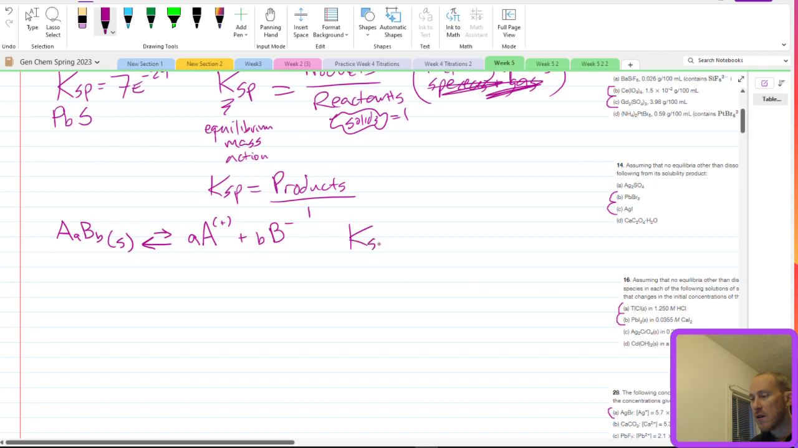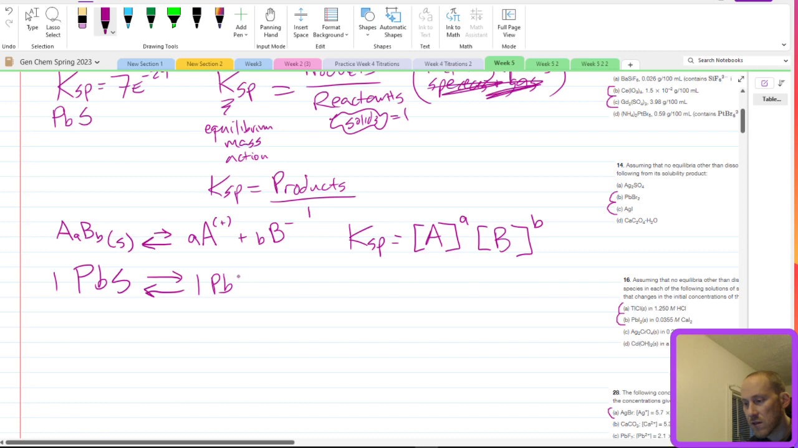So the KSP as a fundamental construct will equal the concentration of whatever that A is to that stoichiometric coefficient, right? And then whatever the concentration of that B is to the power of its stoichiometric coefficient. In the case of lead sulfide, the stoichiometric coefficient is 1 in both cases. The formal charge is 2 plus for our aqueous lead cation that dissolved out of our solid lead sulfide. And the stoichiometric coefficient of the sulfide part, the aqueous sulfide, is also 1.